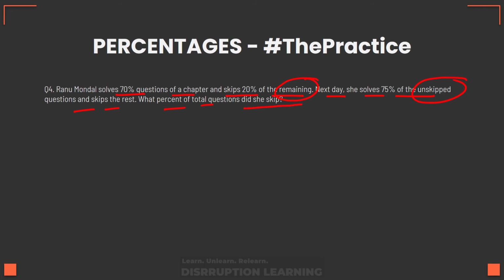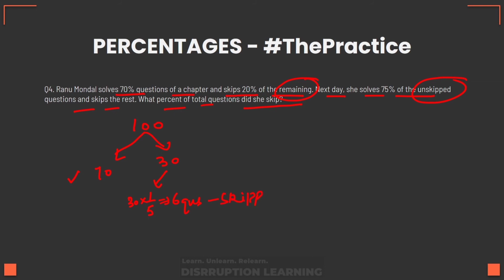Now, let's assume again, there are 100 questions. Okay. She solves 70% of it, which is directly 70. Okay. And skips 20% of the rest. Okay. Now, she solves 70. Rest are 30, out of which 20%, okay, 30 into 1 by 5, which is 6 questions, okay. 6 questions have been skipped here, right?